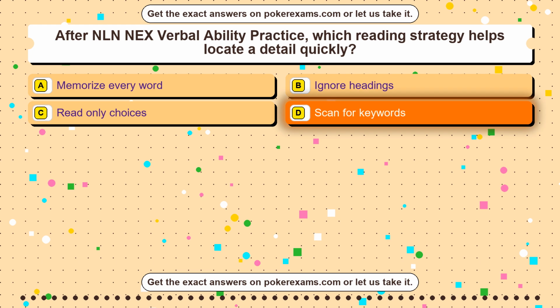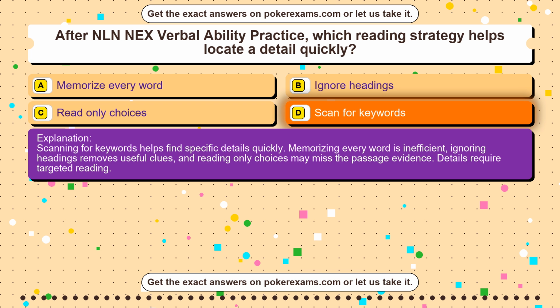Scan for keywords. 3/10 is written as 0.3. 0.03 is 3/100ths, while 3.0 equals 3 whole units. 30 is far too large.